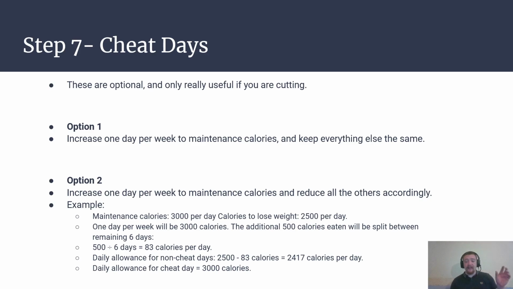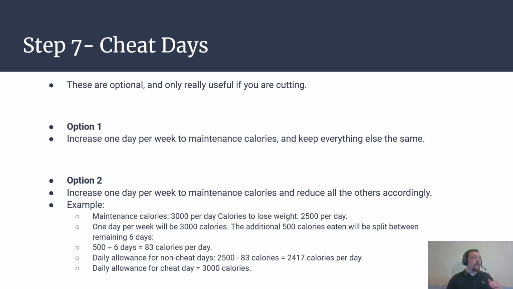So we simply take that 500 calories, divide it by 6, because there's 6 days left in the week, and we'll get 83 calories per day. So what we'll do is we'll take away those 83 calories from the non-cheat days.